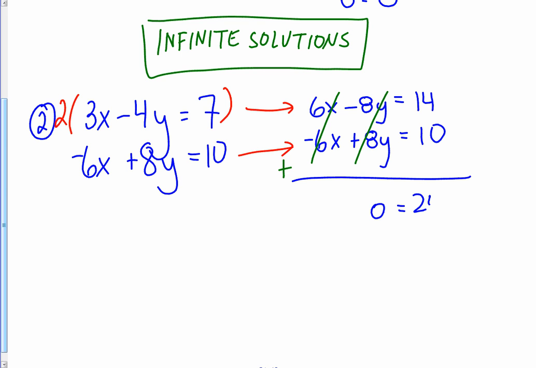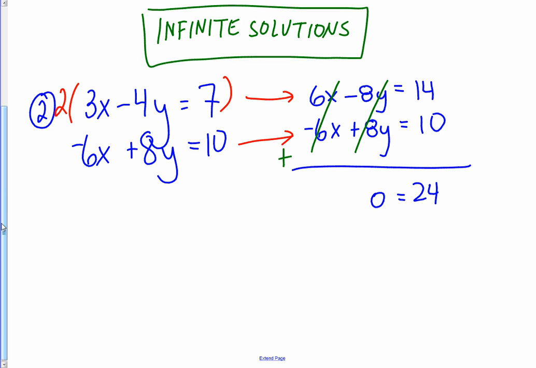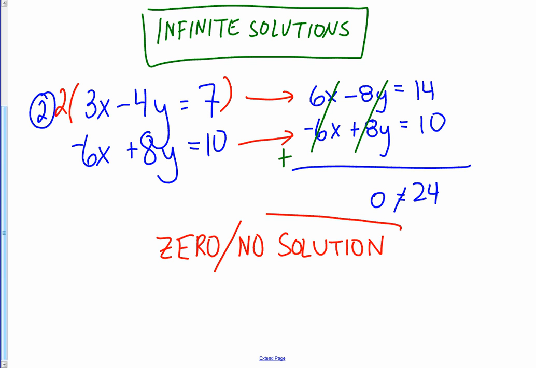24. Is that possible? Does 0 equal 24? No. So that's actually how many solutions? 0, or no solution. That is not possible. These lines will never meet. They do not intersect. If you actually had x equals 5, a variable equals a number, then you know there is one solution. Okay, there is an answer.